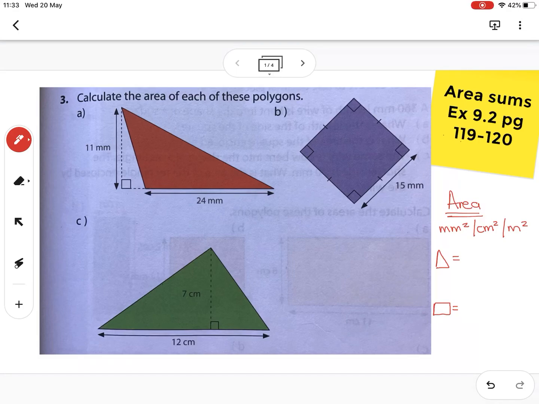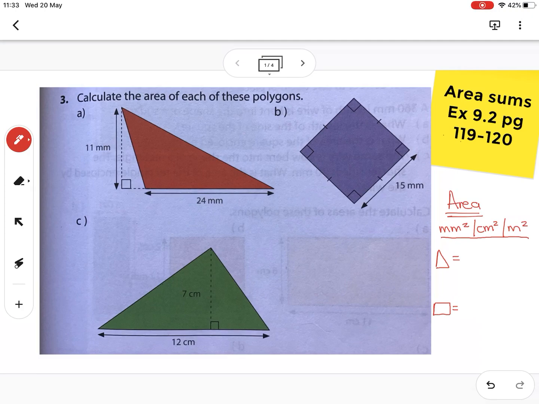I want to talk through some of our area sums that we are doing today. Firstly, I want to remind you that area is measured in millimeters squared, centimeters squared, or meters squared. And converting between those units does not work the same as converting from millimeters to centimeters. This is a two-dimensional measurement, and we're going to look at how to convert with that later.